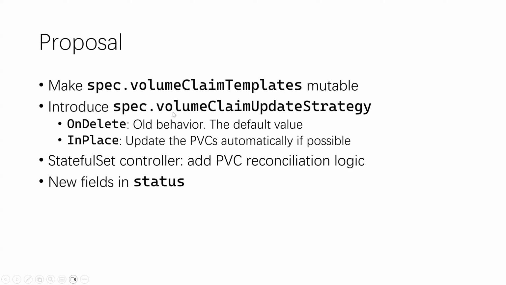To implement this new strategy, we will need to make some changes to the stateful set controller, and we need to add some PVC reconciliation logic. We also need some new fields in the status to inform the user about the current status of the PVCs, so that they can know how the expansion or other modification goes.